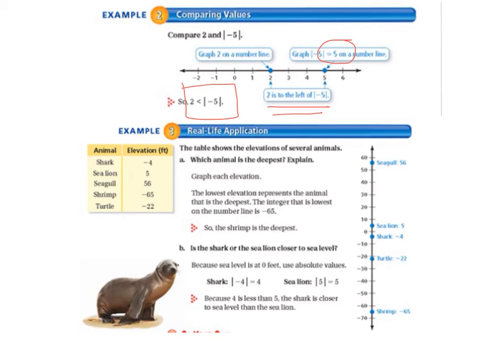Let's take a look at example 3, a real-life application. The table shows the elevations of several animals. Which animal is the deepest? Explain.